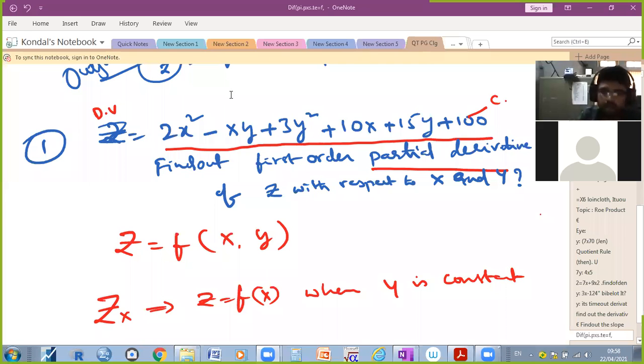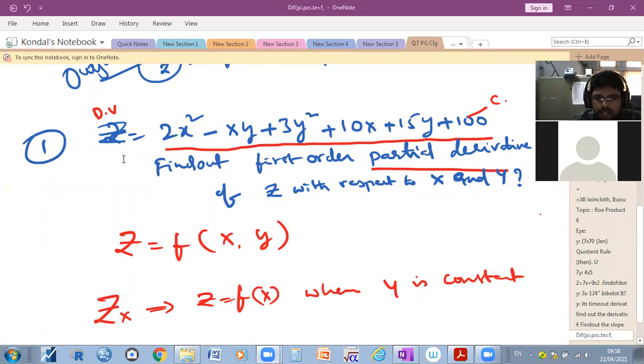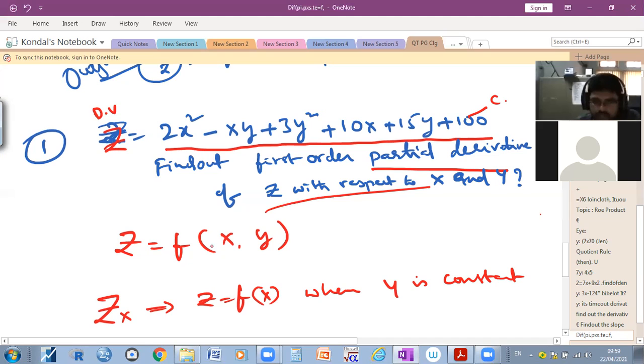See here, when they are given the multivariable function, for example, z is equal to 2x square minus xy plus 3y square plus 10x plus 15y plus 100. So find out the first order partial derivative of z with respect to x and y. First we can find out z with respect to x, then we will find out z with respect to y. So first here, this function seems that z is a function of x comma y.